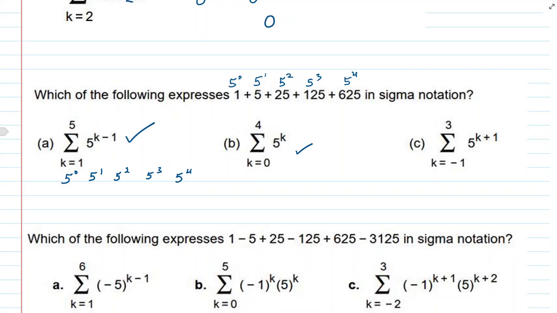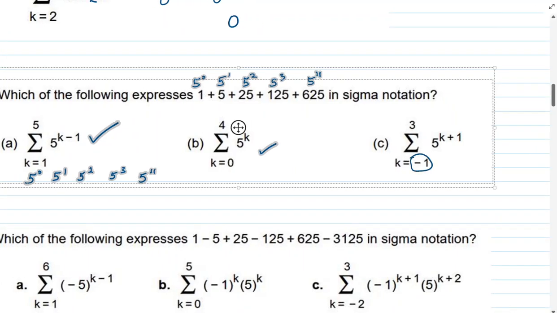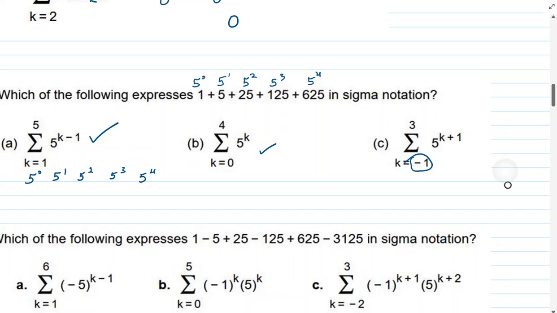Well, what about the next one? Well, notice it starts with a negative 1. So that first one is 5 to the 0. If it's 0, it's 5 to the 1. If it's 1, it's 5 to the 2, 5 to the 3, and 5 to the 4. So all three of them worked. Does everybody see that?